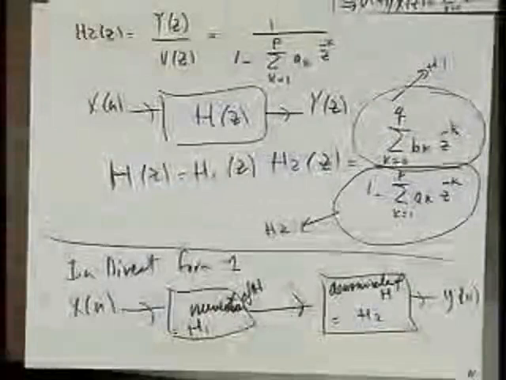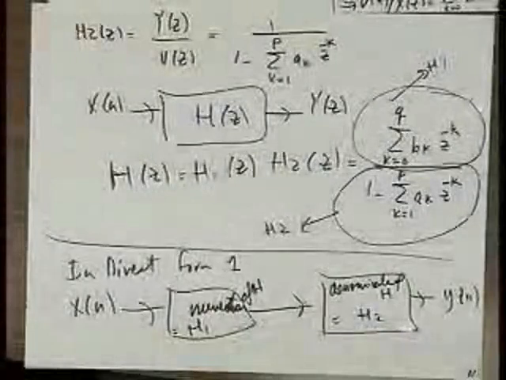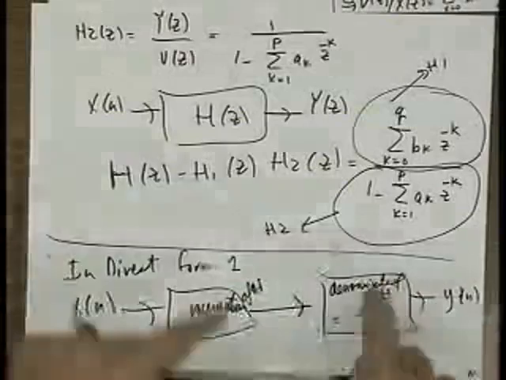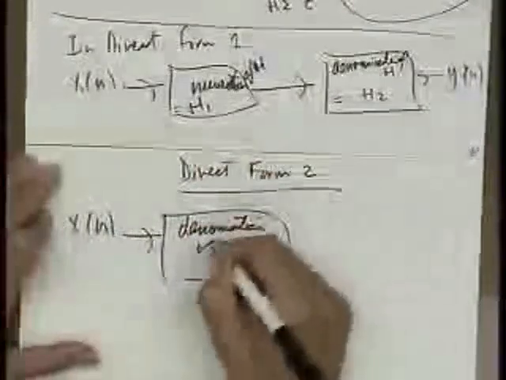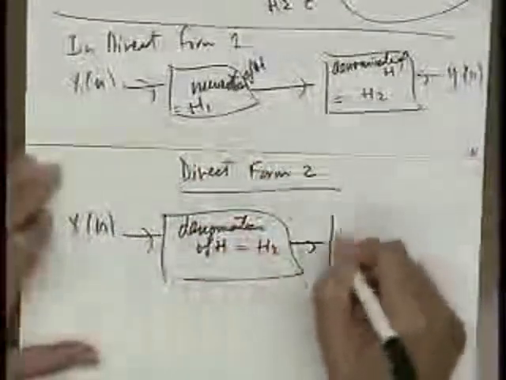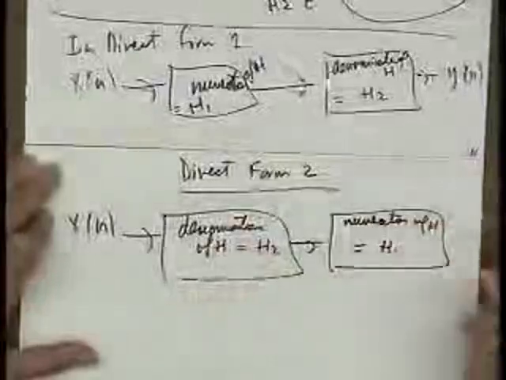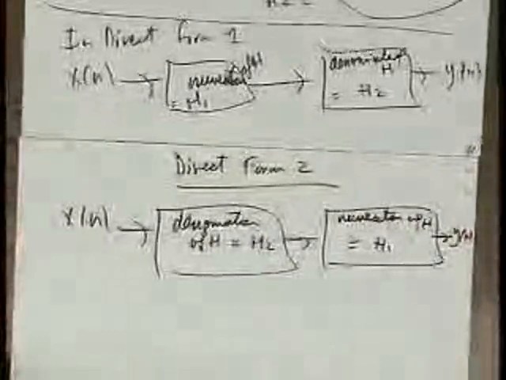And guess what you do to implement direct form 2? Yeah, I just set the stage for it. Just implement this first, followed by that. Bingo. So for direct form 2, you start with x of n and first implement the denominator of H, which is the same as H2, followed by the numerator of H, which is the same as H1. And boom, out comes y of n. Okay?